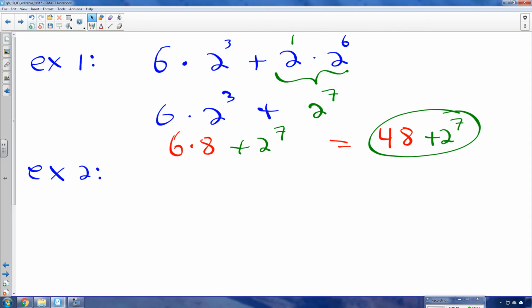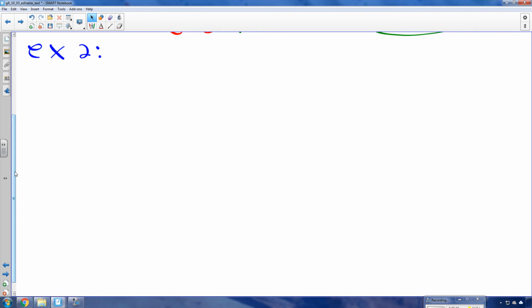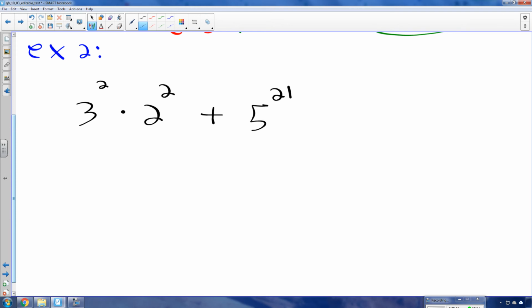Let's try one more. Hopefully that made some sense to you. So all I did was use a couple of different rules at the same time, old rules and then the exponent rules all together. Let's talk about one more example. So this one will be, let's say, 3 to the 2nd times 2 to the 2nd plus 5 to the 21st times 5 to the 3rd.